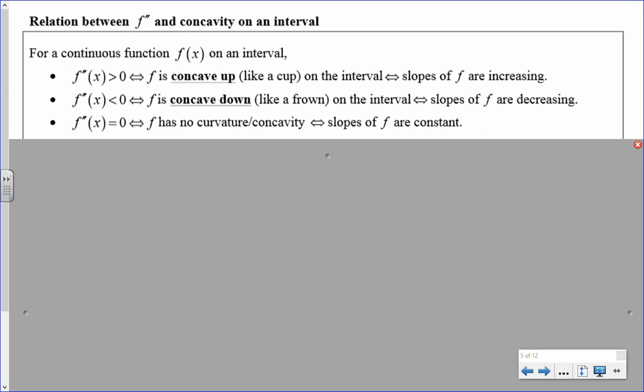Second derivative. If the second derivative is positive, we are concave up. It means our slopes are increasing. If our second derivative is negative, that means we are concave down for our function. Our slopes are decreasing. If our second derivative is 0, that means we don't have concavity.